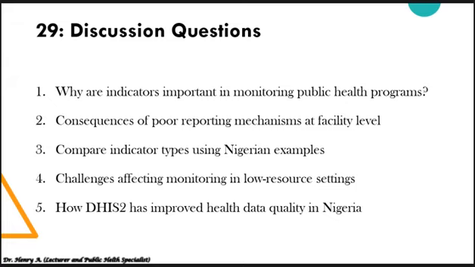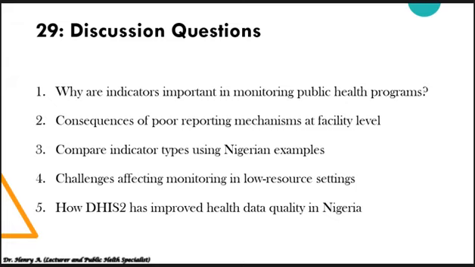When you look at all these indicator types together, I would say they provide a complete picture of program performance. So to answer that question, compare indicator types, you have to explain all the indicators: the input indicators, process indicators, output indicators, outcome indicators, and the impact indicators.